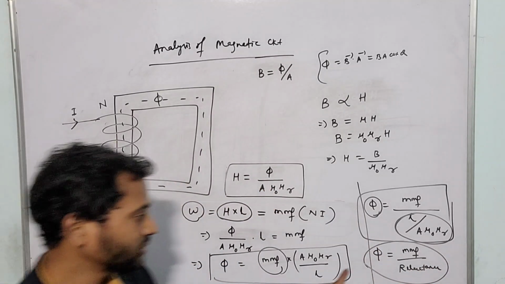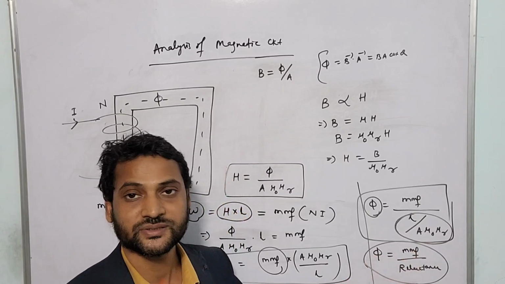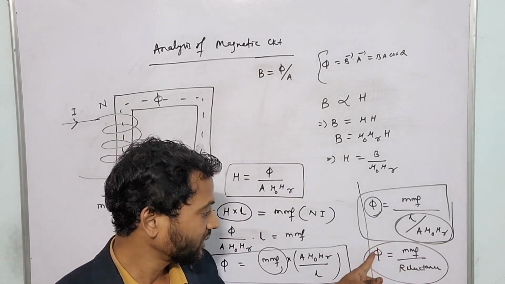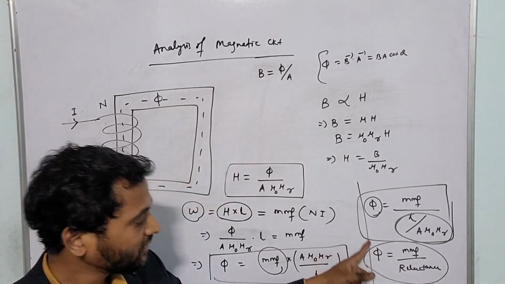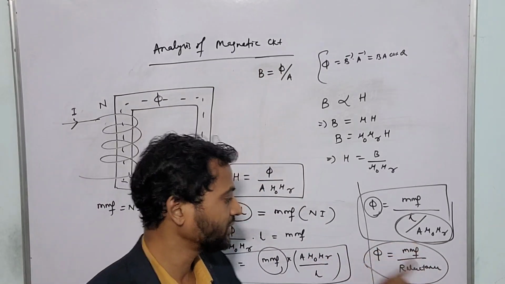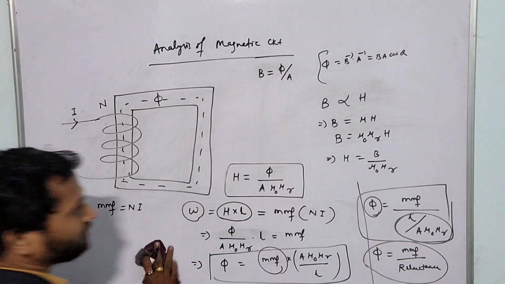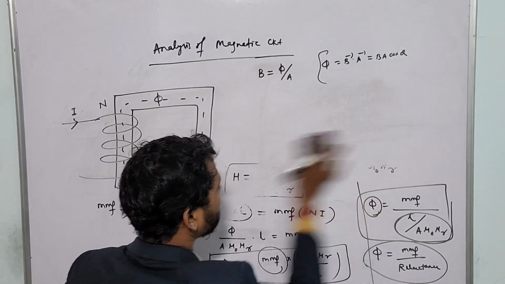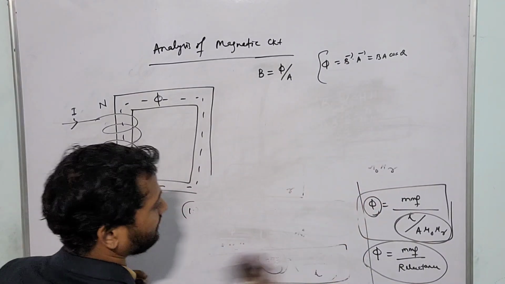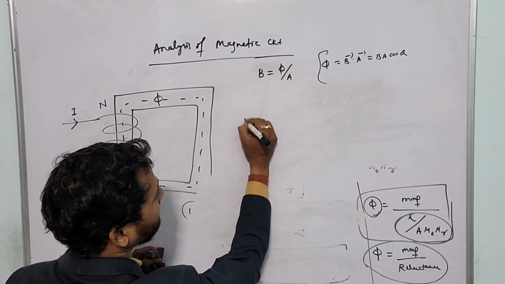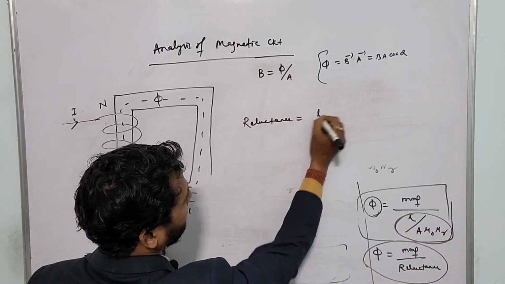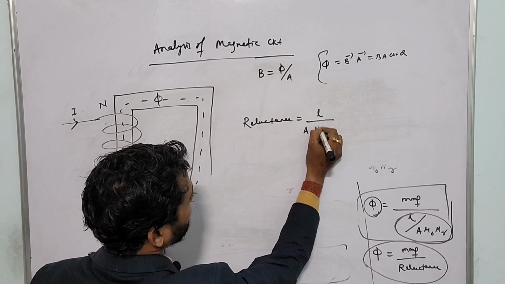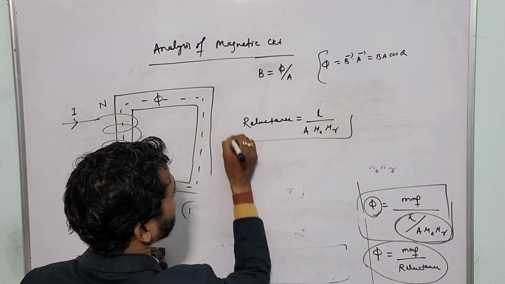Okay? जैसे करंट में होता है, करंट क्या होता है? EMF upon resistance. करंट क्या होता है इन इलेक्ट्रिक सर्किट? EMF upon resistance. Similarly, magnetic flux क्या है? mmf upon reluctance. So now tell me what is reluctance here? Reluctance का expression क्या है? Reluctance is nothing but L upon A mu naught mu r.